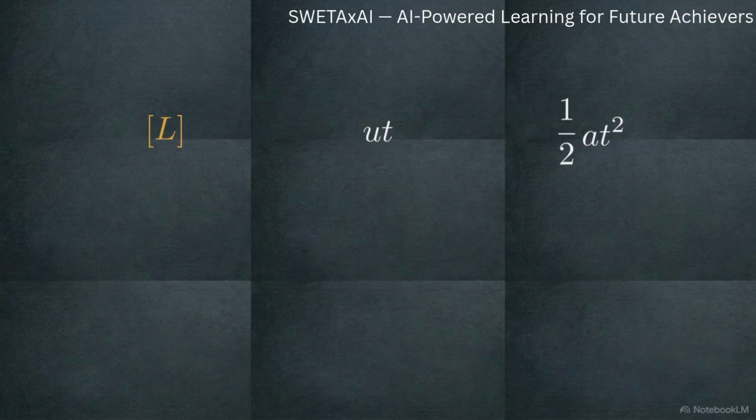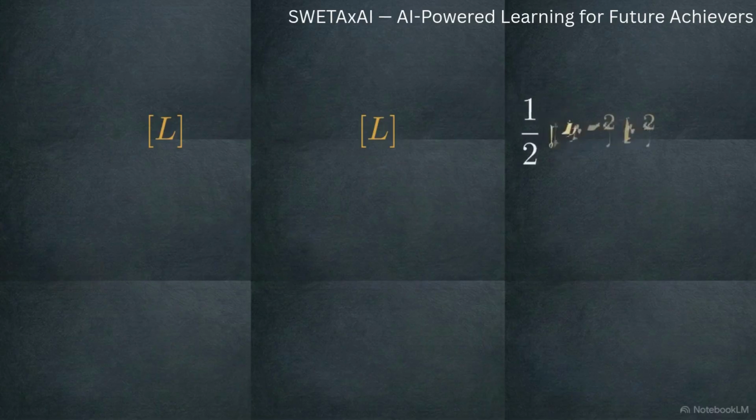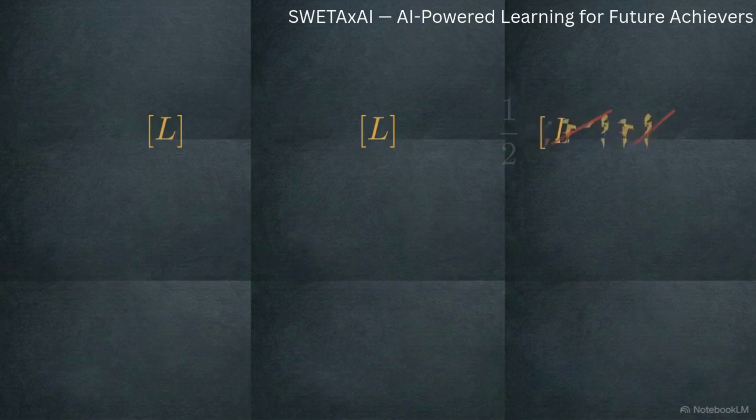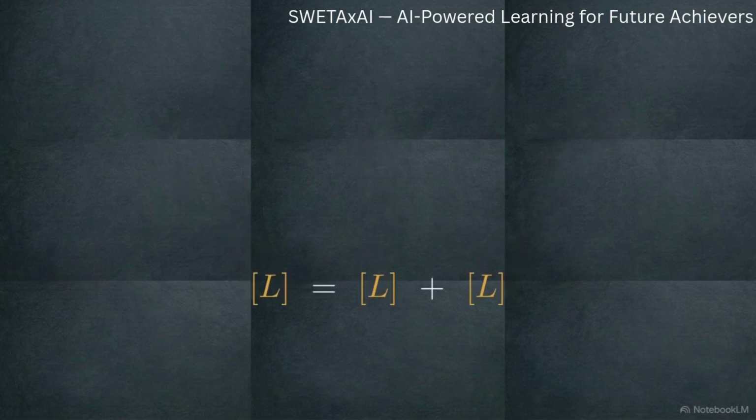The left side is displacement, which is a measure of length. Our first additive term is initial velocity multiplied by time. Velocity provides an inverse time dimension, which cancels with the multiplying time dimension. The result is pure length. The final term combines acceleration and time squared. The numerical constant, 1/2, has no physical dimension and is ignored in this analysis. The inverse time squared from acceleration cancels with the time squared, leaving us, again, with pure length.